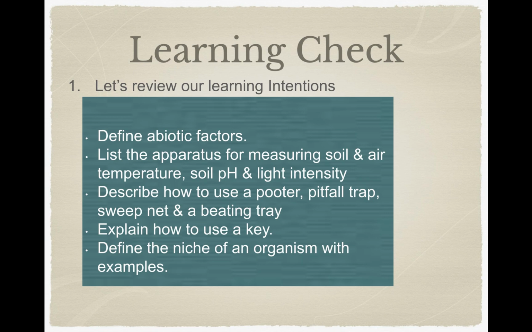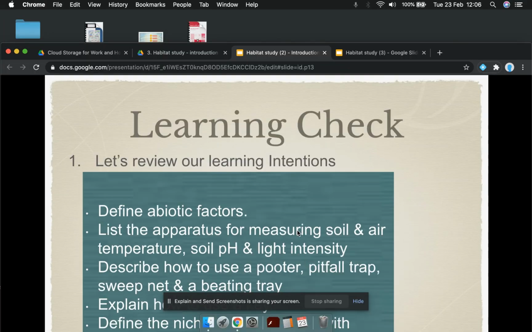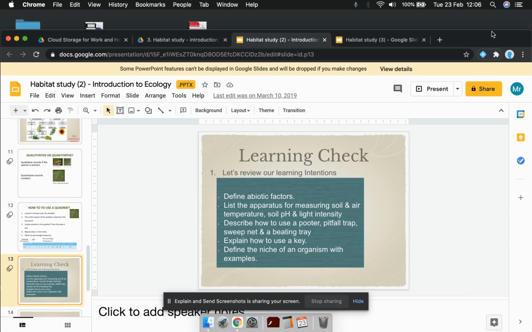What is the niche of an organism? It is the role or purpose of the organism in that environment. So for example, a squirrel has a unique role in that it buries, we'll say, nuts, which helps trees reproduce. It's also a primary consumer.